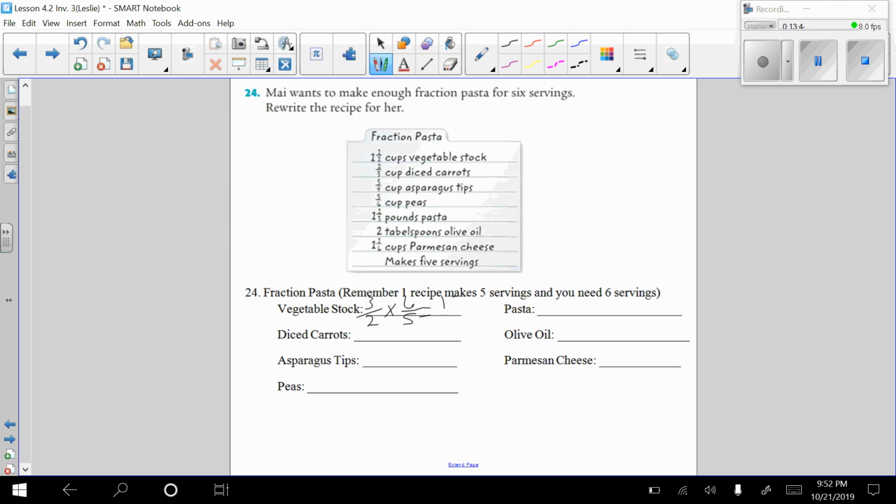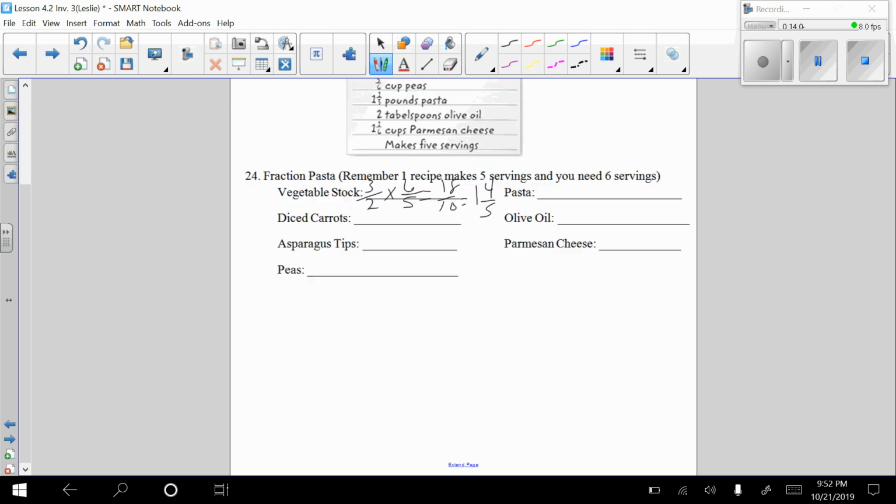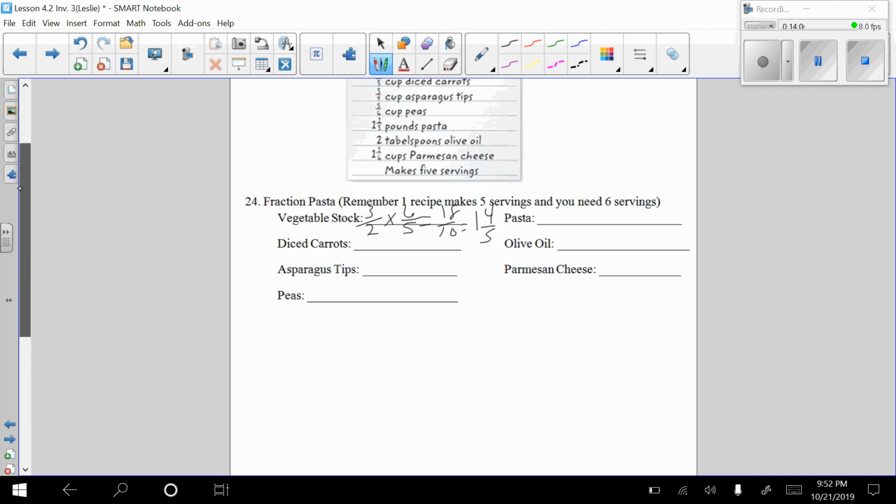This would give me 18/10. Simplify that out to 1 4/5. So I would need 1 4/5 cup, which is kind of strange when we talk about recipes. But remember, we're more focusing on the math than the actual recipe here. Let's go ahead and do the carrots. 2/3 cup diced carrots using the same method.